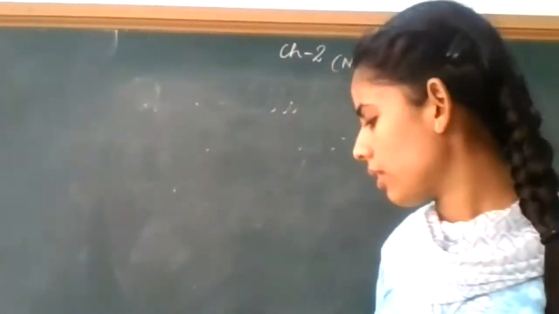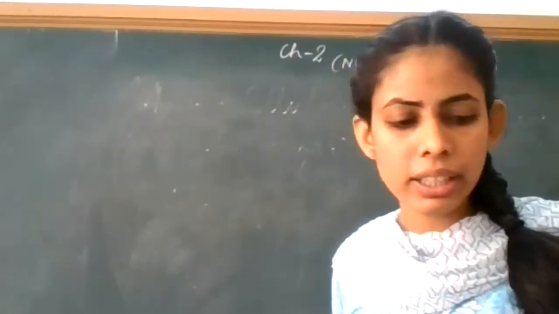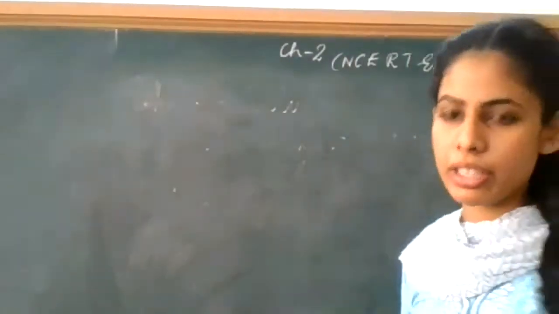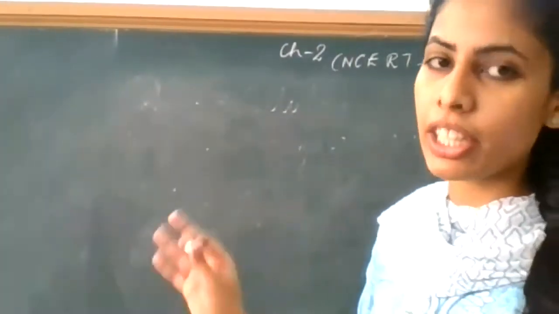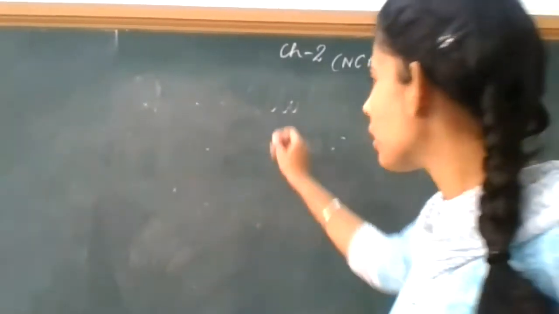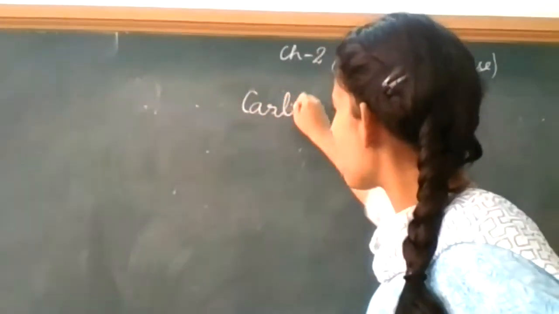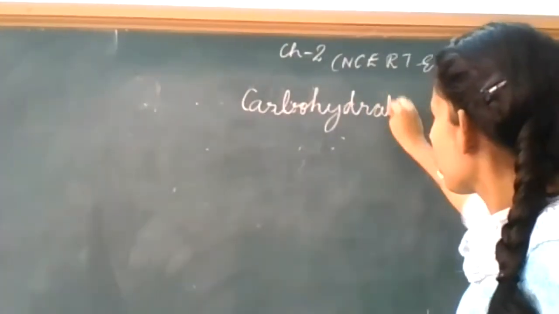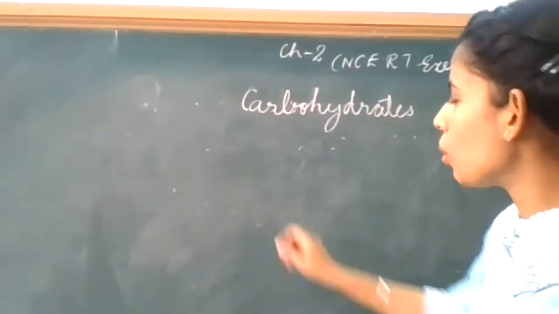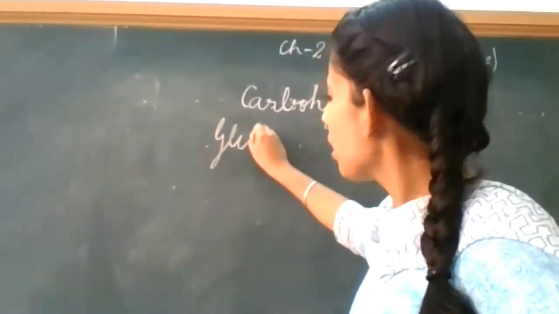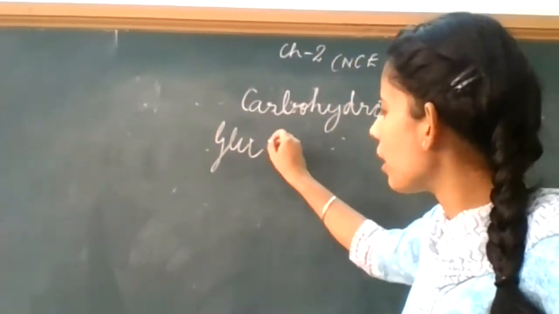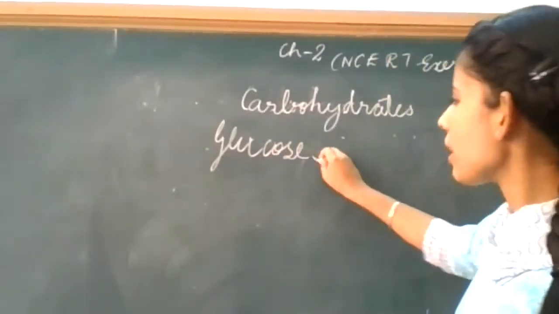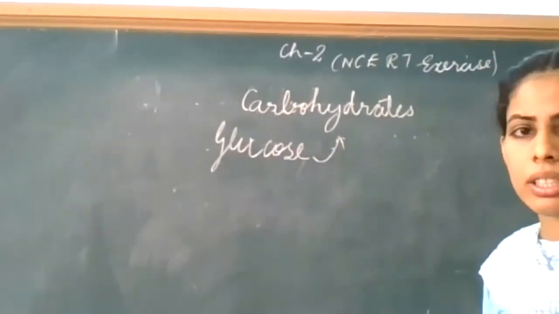Glucose. I have told you that there are carbohydrates. Okay, we are talking about energy. So there are carbohydrates that give us energy. Clear? So glucose is a carbohydrate.